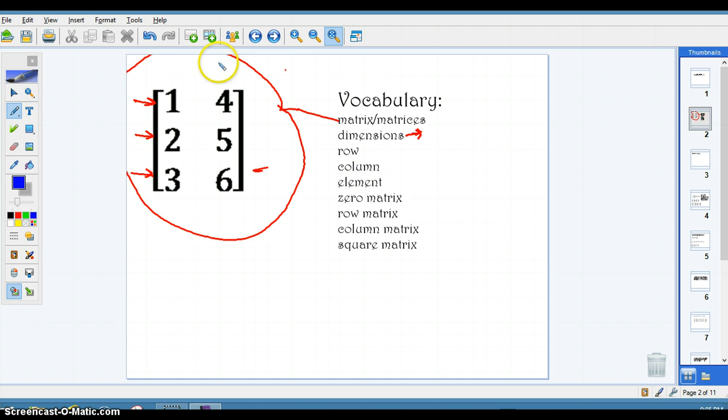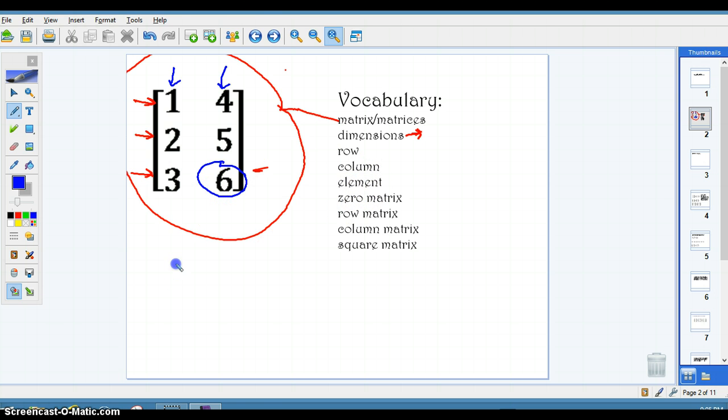Columns are going up and down. Just like on a house, you can see columns on the front porch, or in Roman or Greek architecture. The element is one piece of the matrix. There are 6 elements, and sometimes we call them cells.